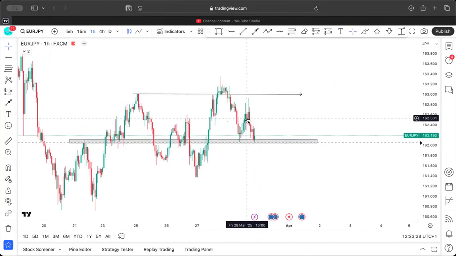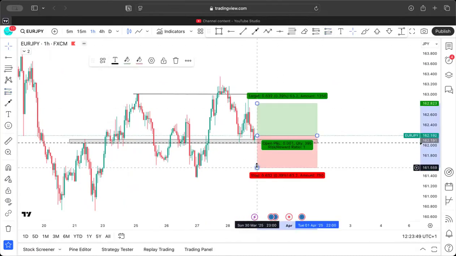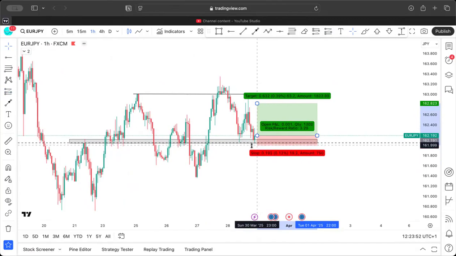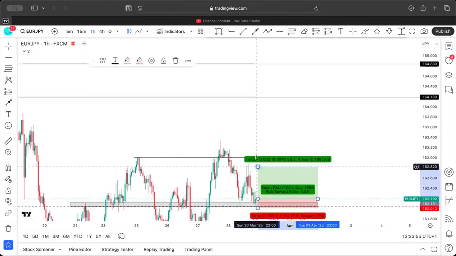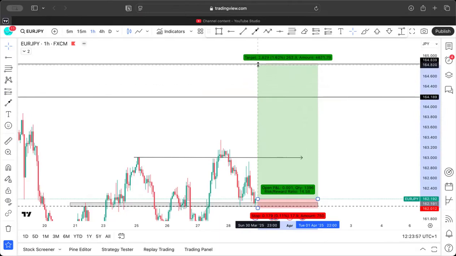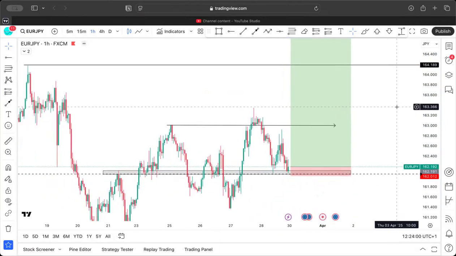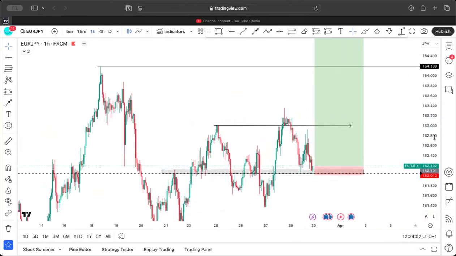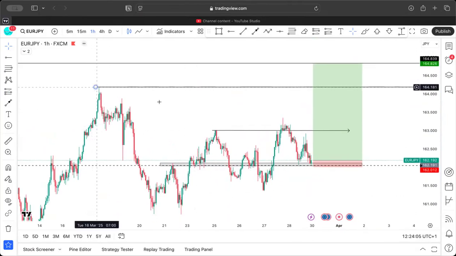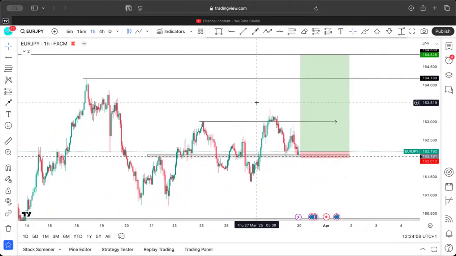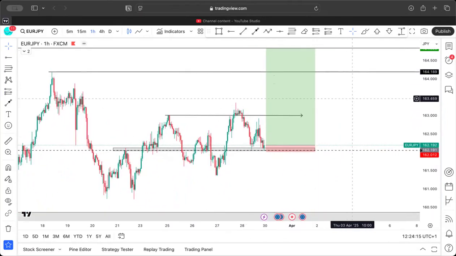So what I want to see is market structure changing from bearish on the lower time frame to bullish. So this is where we would want to be executing trades. Stop loss below the zone. Then take profit one will be here, take profit two will be around here. So for Euro JPY, this is exactly what I am looking out for. You just wait for confirmation on this zone to take this buys back into the major level.